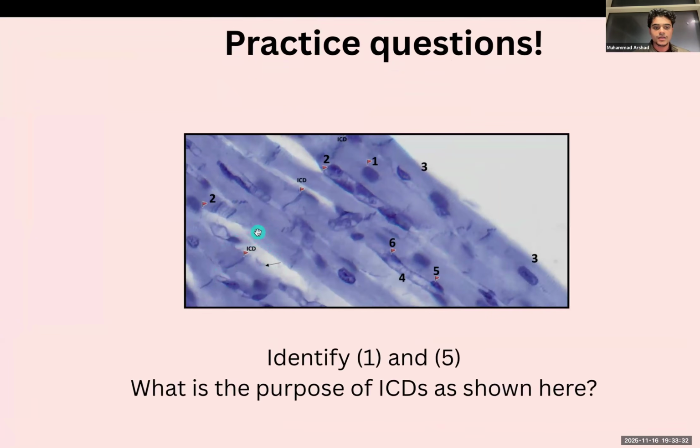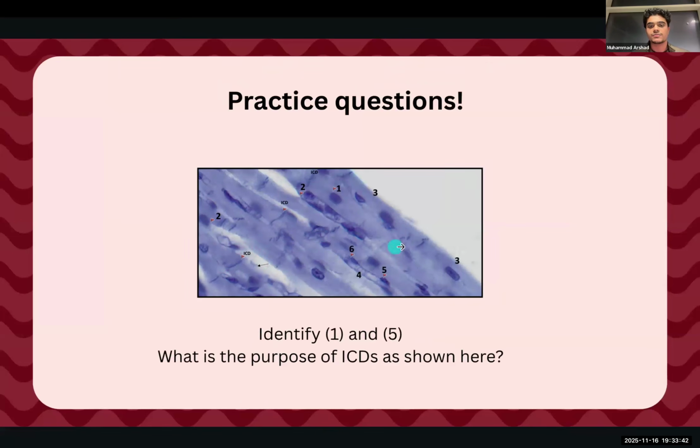Okay, that's true, but there's like a gap junction specific physiological purpose. Gap junctions. Could you repeat that? Gap junctions. Okay, yeah, that's true. So it's going to help to conduct the electricity between different cardiac muscle cells.